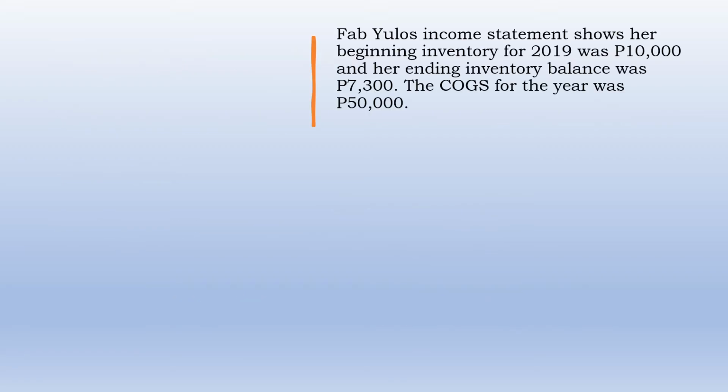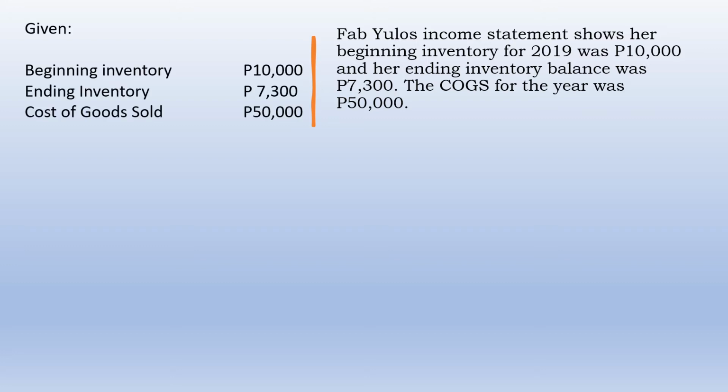Let us take this example. Fabulous's income statement shows her beginning inventory for 2019 was 10,000 pesos and her ending inventory balance was 7,300 pesos. The cost of goods sold for the year was 50,000 pesos. The givens for this problem are: beginning inventory 10,000 pesos, ending inventory 7,300, and the cost of goods sold is 50,000 pesos. Now let us solve.